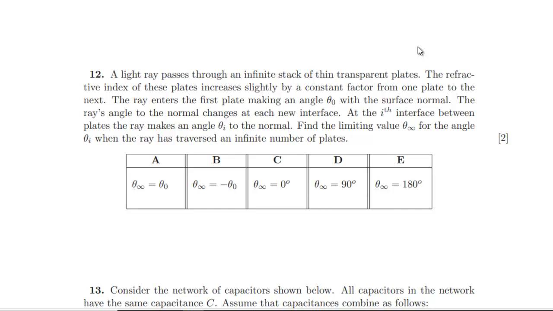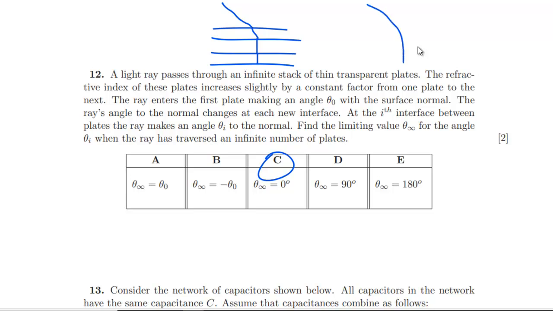What's the limiting value? Well, it's just going to keep going towards the normal, so it's going to end up at nothing. Because we're coming in, we've got all of these layers, we're coming in at some angle, and then we're getting closer to the normal, closer to the normal, closer to the normal. Okay, I've drawn that in, getting very quickly round to being 0 angle, but we're just refracting down till it's going straight through. So it's going to go towards 0. So that is C. So that was a nice one to finish.